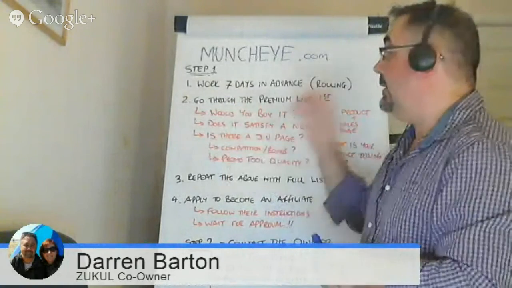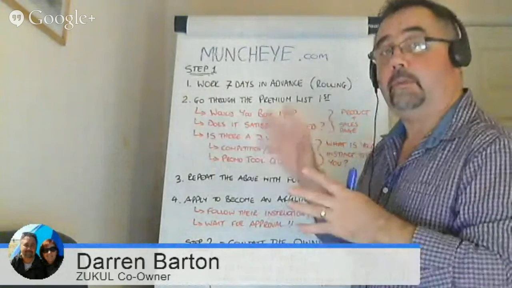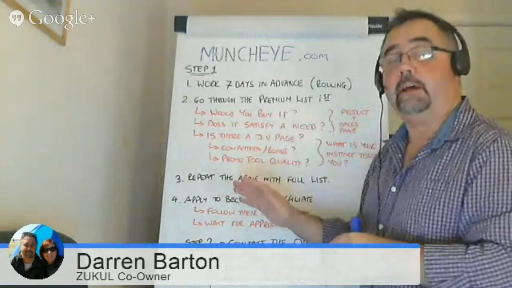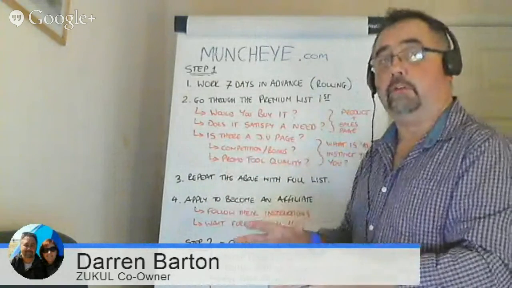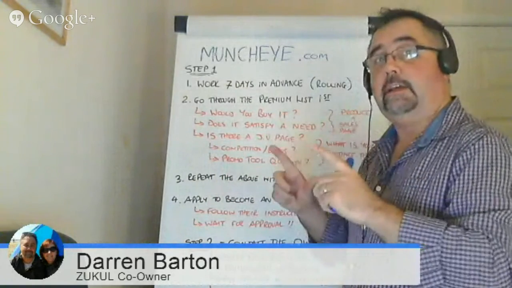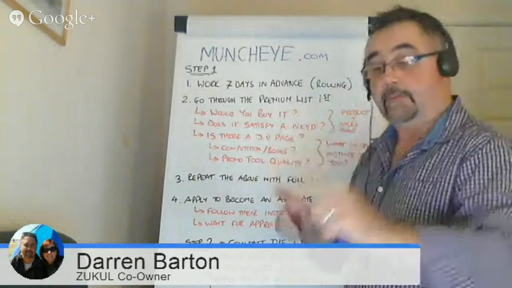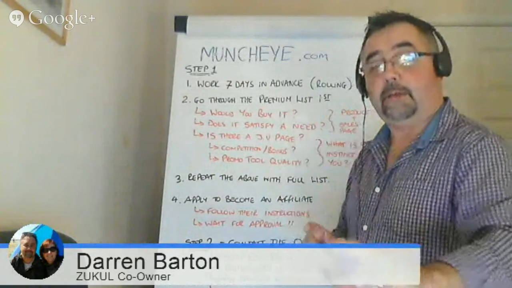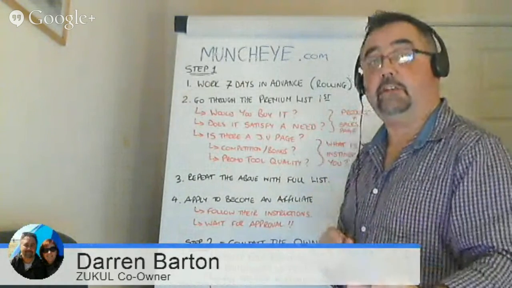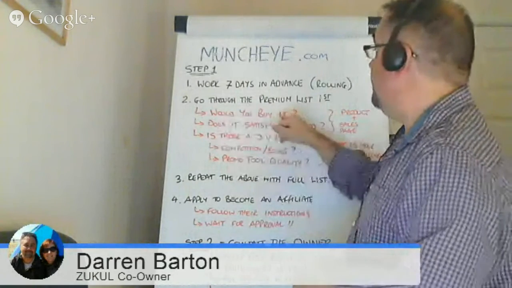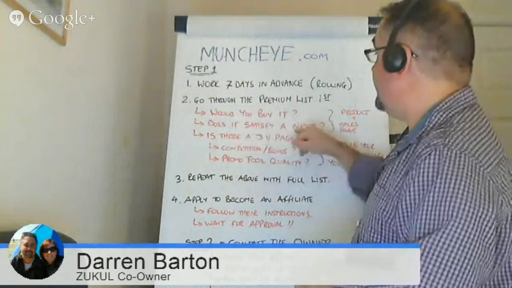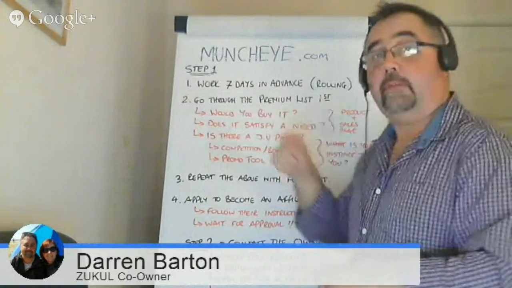And again, if you remember the criteria that we went through on the last Hangout about whether it's a good product or a bad product, that is the criteria you need to have, as a cheat sheet if you like, on your desktop or in your mind as you go through each product. So would you buy it? Does it satisfy a real need at the moment?